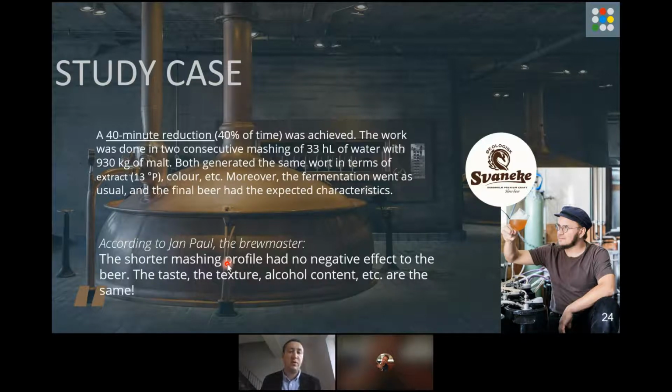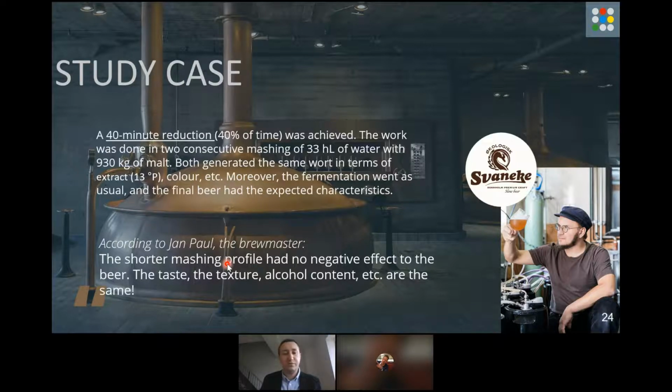At that time, the mashing profile of Sveneke was around 1 hour and 40 minutes. And we suggested a 40 minutes reduction. That is 40% of the time. And we're talking here about a 33 hectoliter, actually around 40 hectoliter beer production. So here we're talking of a quite big brewery already.